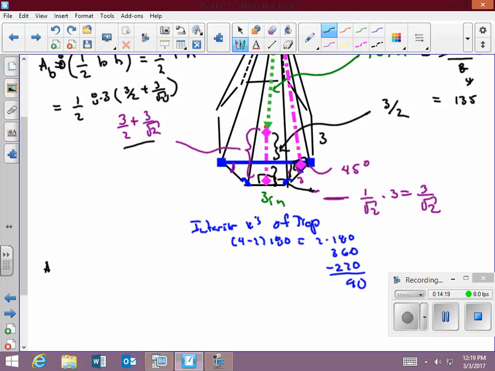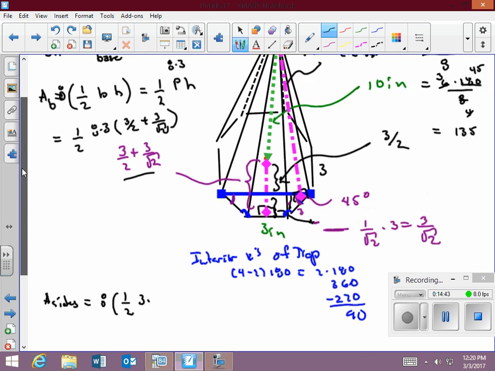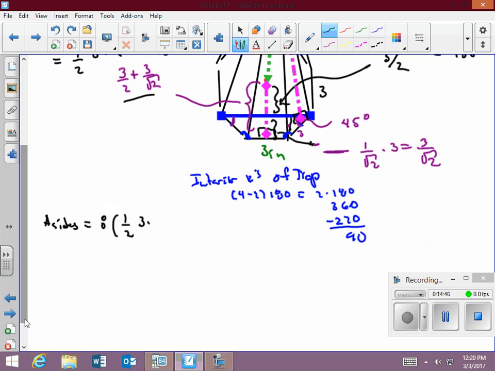So the area of the sides of the pyramid: there are 8 of those triangles, and each of those triangles is 1/2 of the base, which is 3, times the height, which is this thing here, the square root of 10 squared plus the quantity 3 over 2 plus 3 over the square root of 2, that quantity squared.